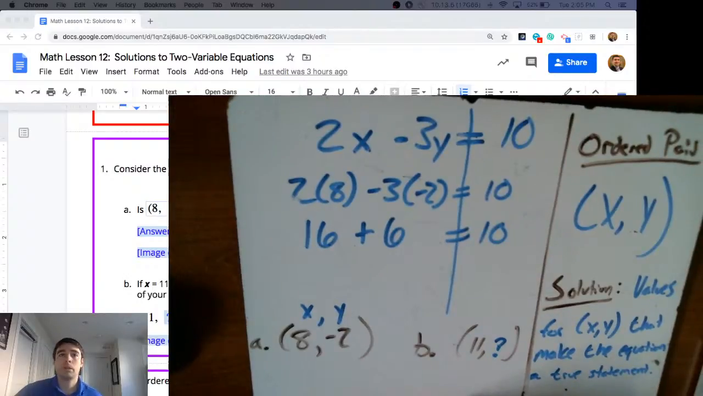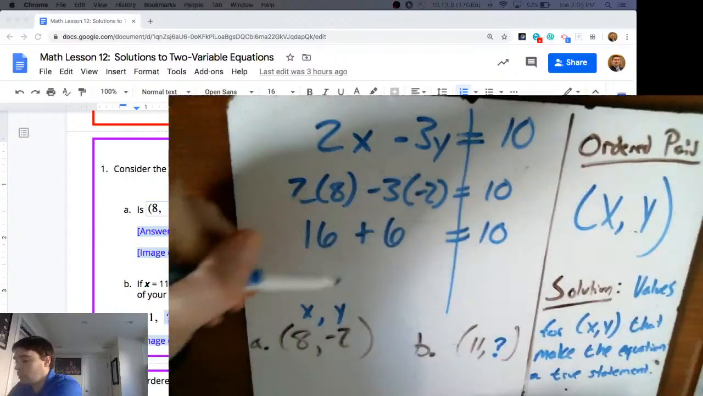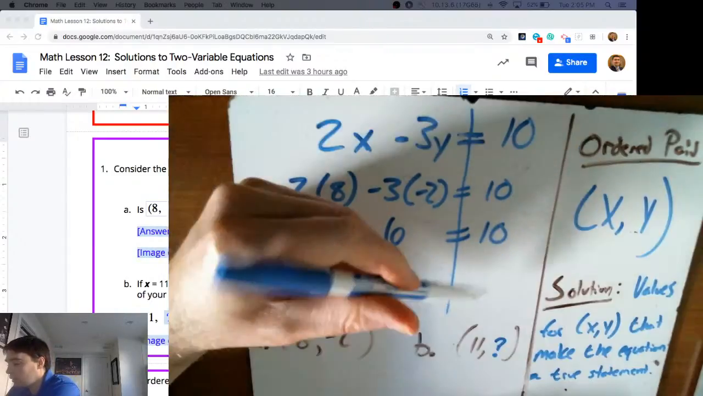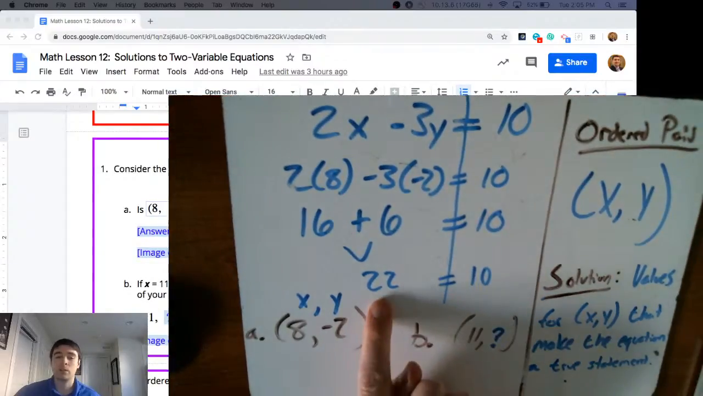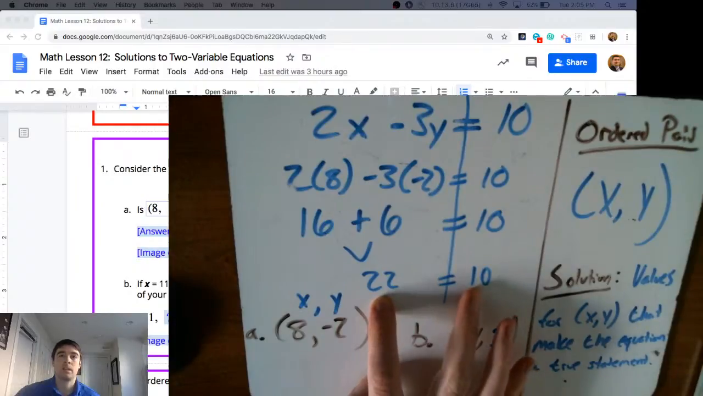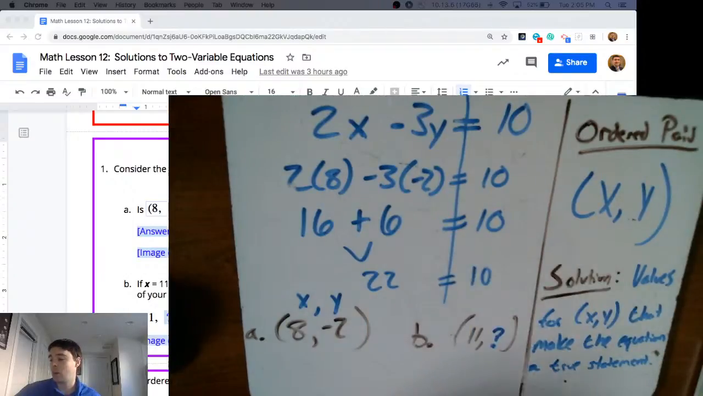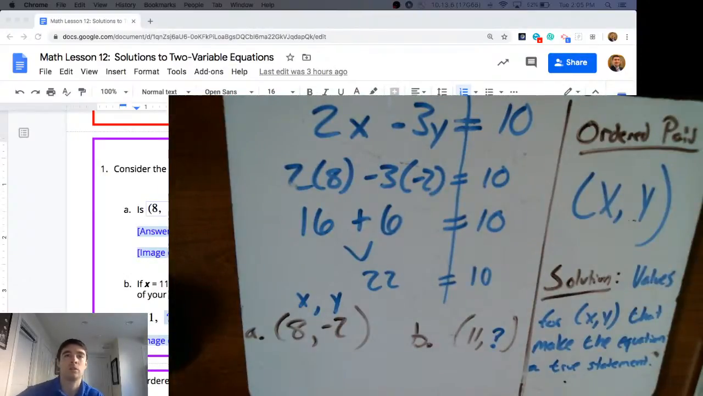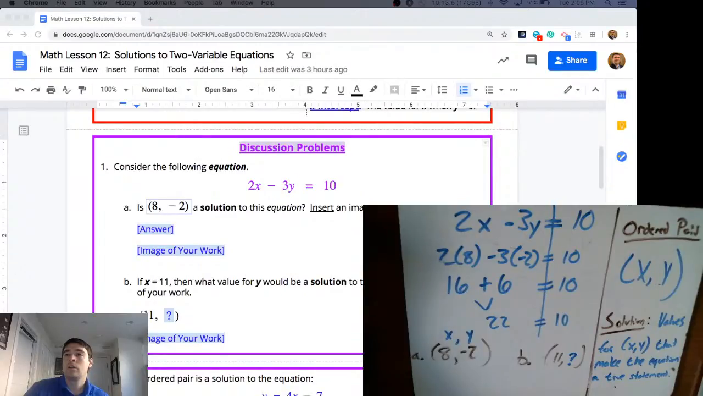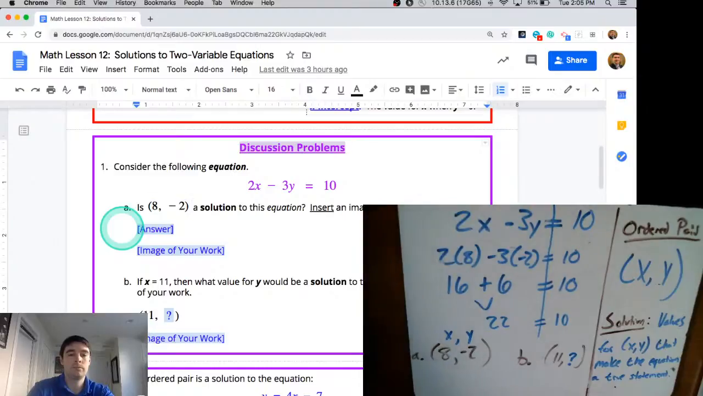So 16 plus 6 gives us 22. So now we're at 22 equals 10. You and I have always known that 22 does not equal 10. The equation's now saying something that's nonsense. So what does that tell us? It means that this possible solution, this ordered pair 8 and negative 2, is not a solution to this equation. It doesn't work when I plug 8 in for x and negative 2 in for y. So that's how for the very first one I'm arriving at an answer. This is not a solution.